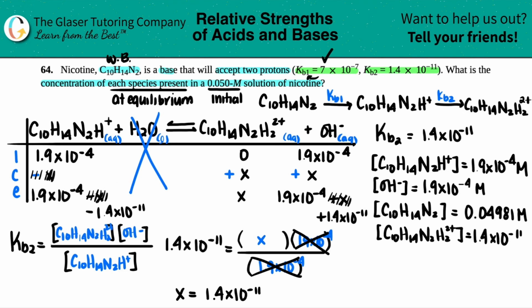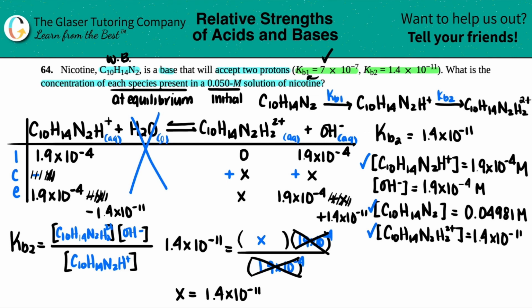Let's just do this math. Let's just see if that number will change. 1.9 times 10 to the negative 4th minus 1.4 times 10 to the negative 11th. And it's, oh my gosh, it's 1.9 times 10 to the negative 4th. So we're going to keep it that way. So we're going to keep this, check. We had this from the beginning. We just found this one out.